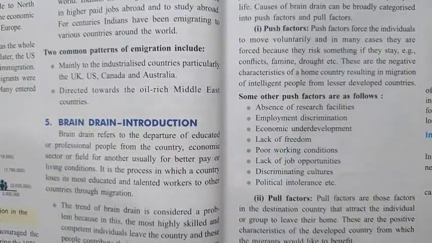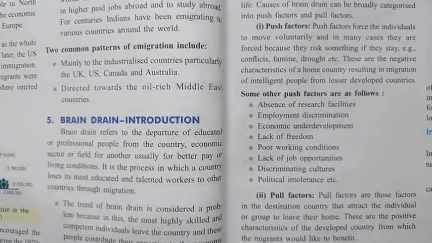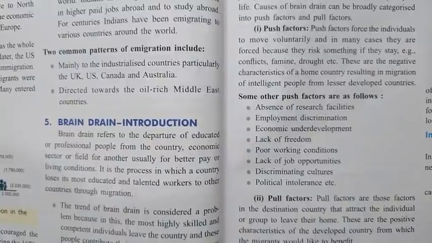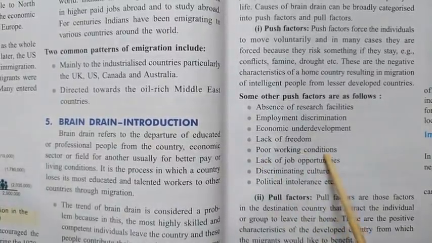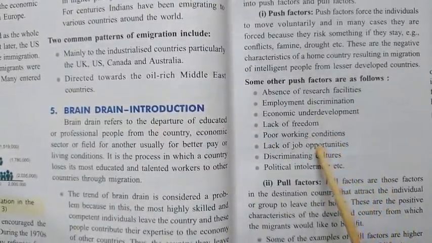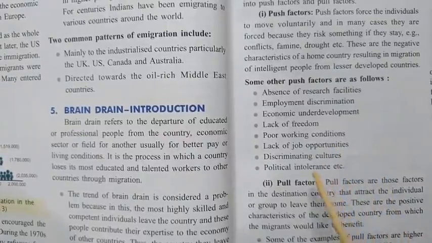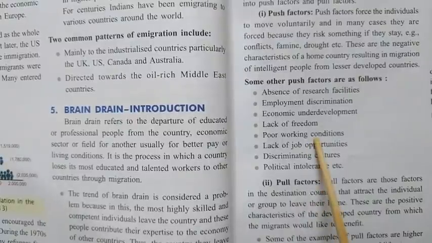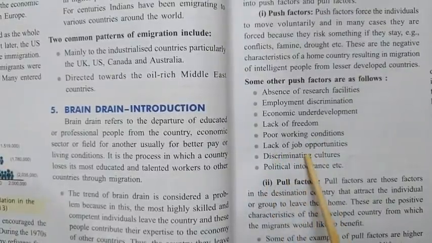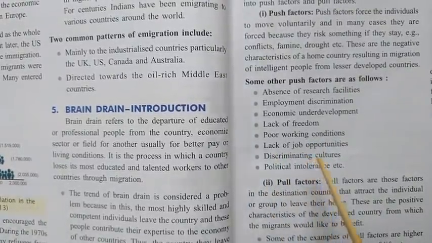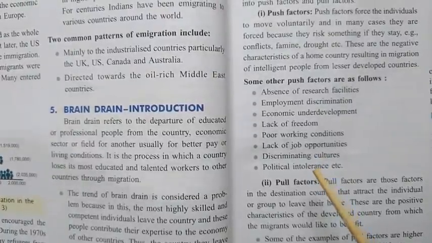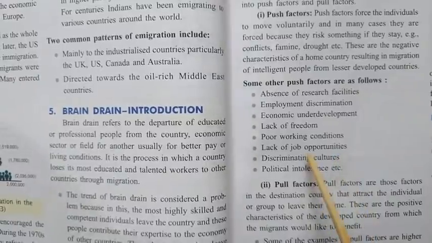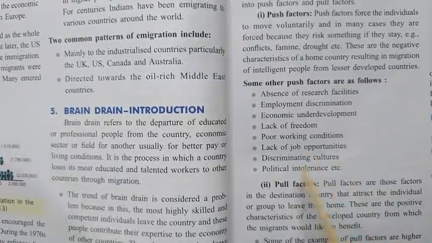Why? Because these are communist countries, and they don't get the freedom that they need or want. Another thing is the poor working condition. When these young people don't get proper conditions to work there, because of that also they choose to migrate. Next is the lack of job opportunity. Even after so much skill and talent, when young people don't get better opportunities, they choose to migrate to other countries.